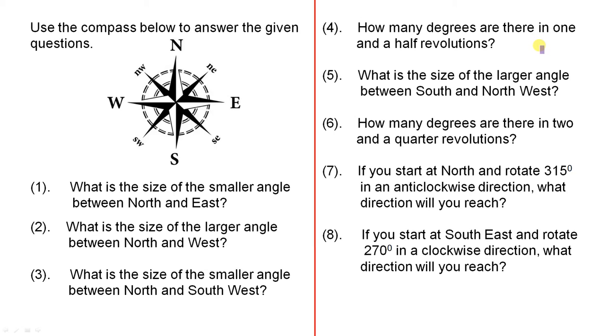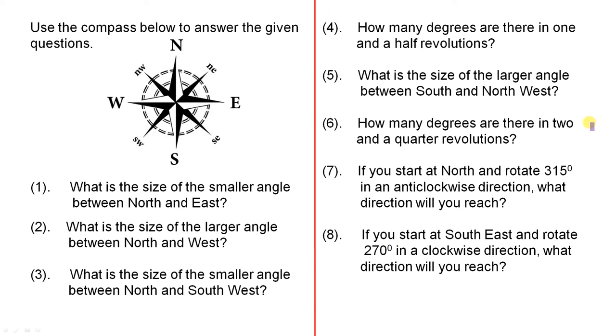How many degrees are there in 1.5 revolutions? Now in the lesson we saw how many degrees there were in 1 revolution of the compass. So what I need to know is how many degrees are there in 1.5. What is the size of the larger angle between south and northwest?